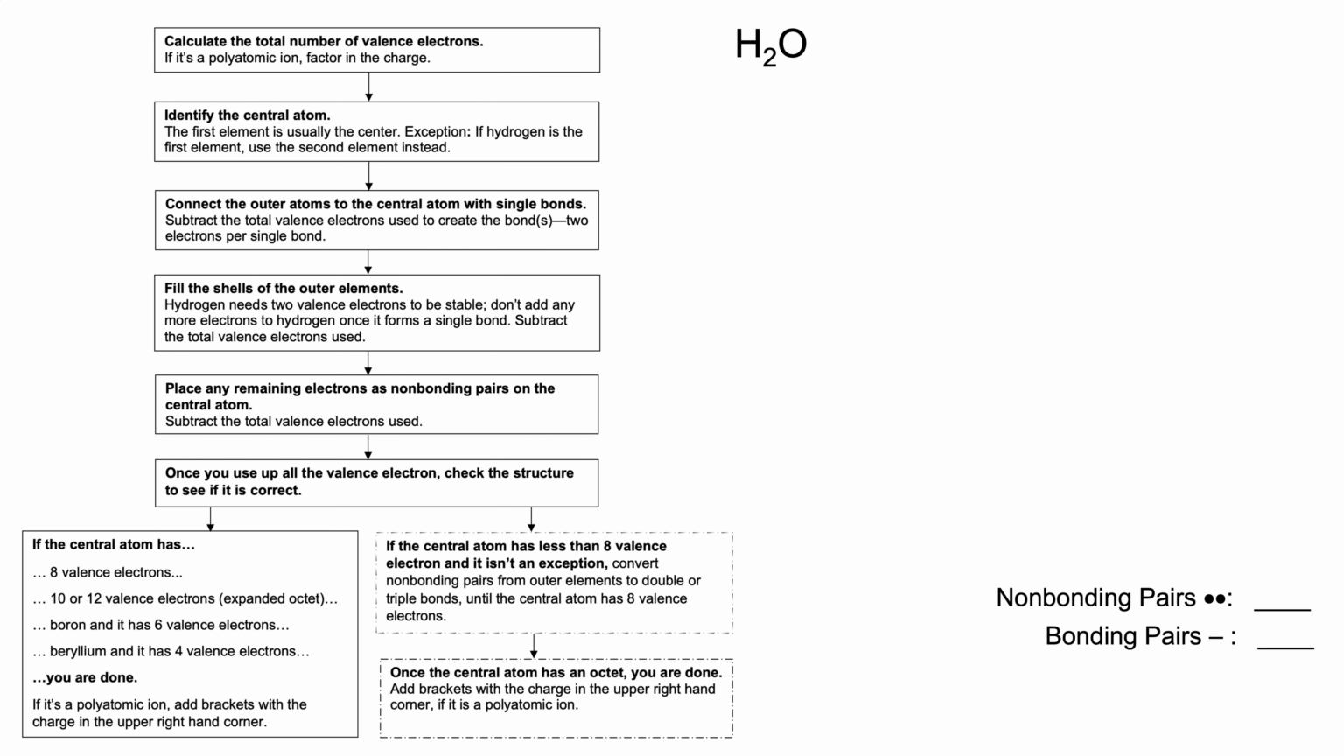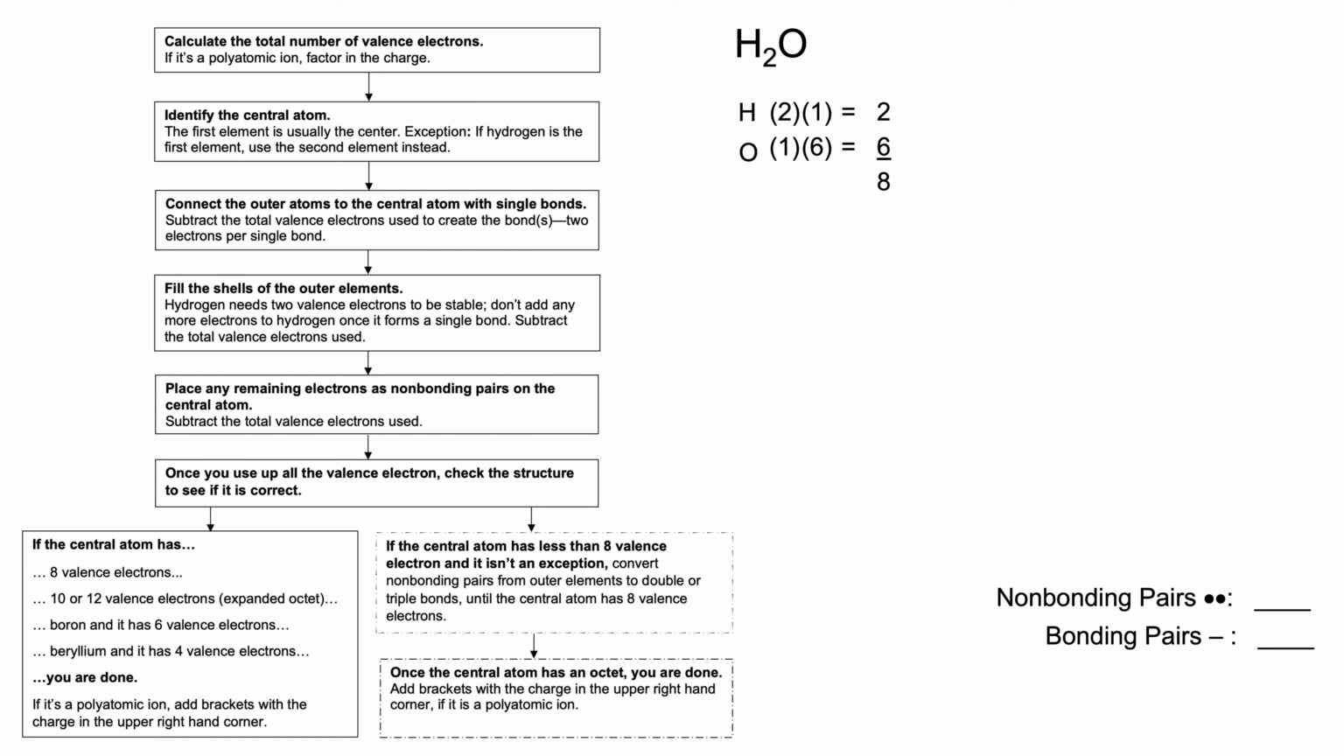To solve the Lewis structure for H2O, my first step is going to be to figure out the inventory of valence electrons. There's hydrogen and oxygen. There's 2 hydrogens and 1 oxygen. Each hydrogen contributes 1 valence electron. Each oxygen would contribute 6. I multiply across and then add. There's 8 valence electrons total for H2O.